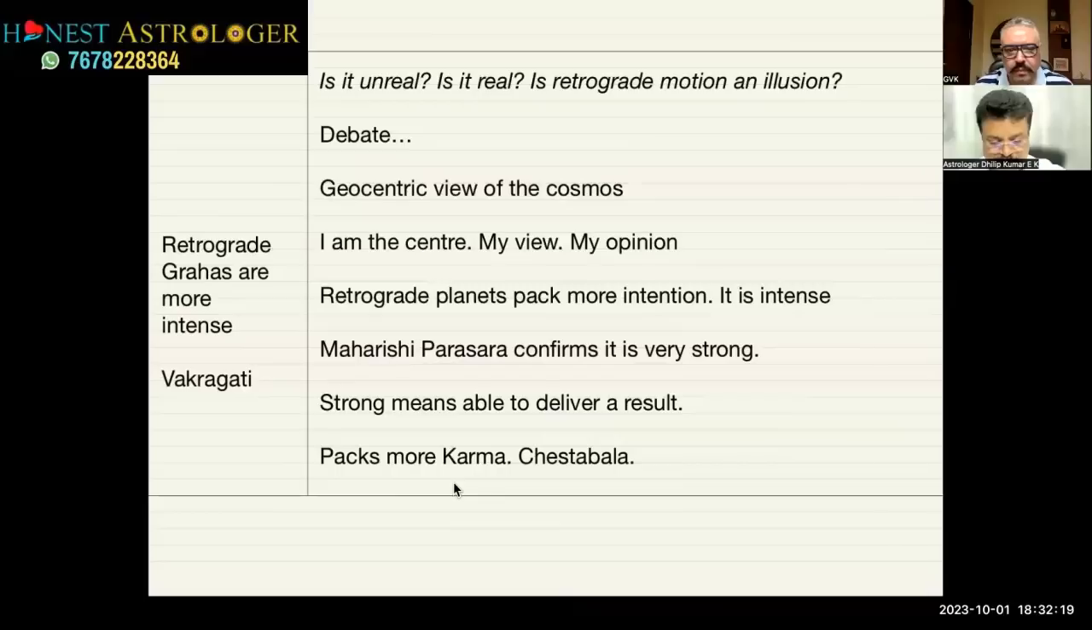Okay, and here I have said Maharishi Parashara confirms it is very strong. So surely it is, there's no doubt, and it is Cheshta Bala. See, it is more about action more than something like a nature. So when we discuss retrograde, let us not talk about nature, type of character, like oh, this Jupiter is retrograde, so he'll be like this and like that. Instead, let's talk about events.